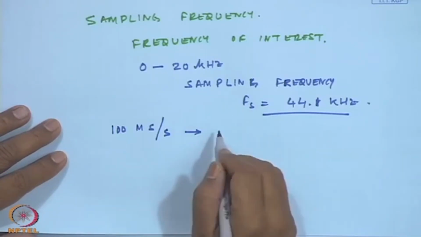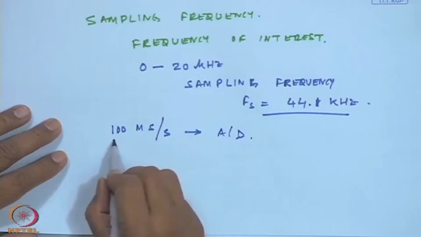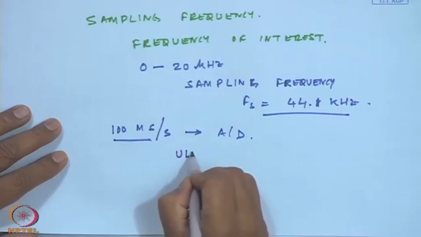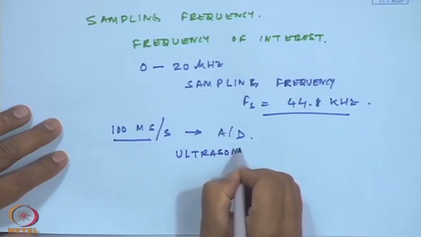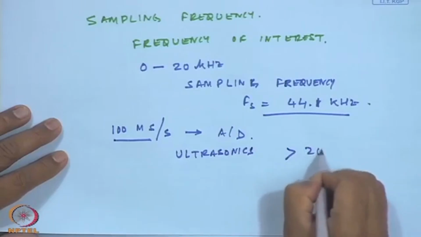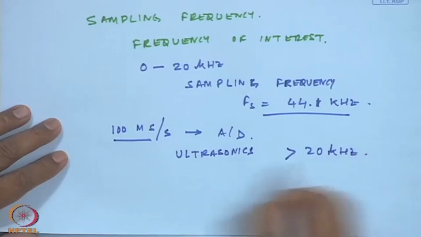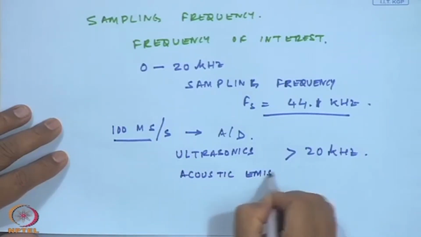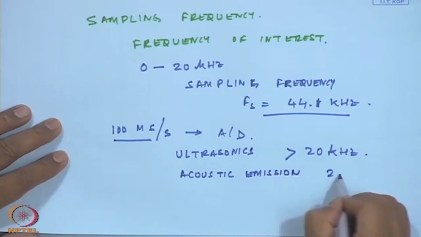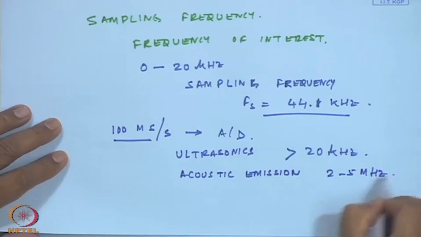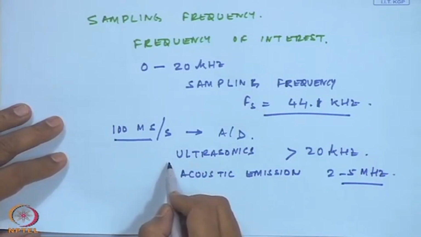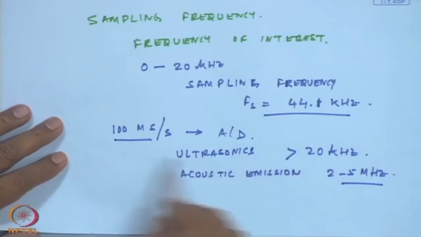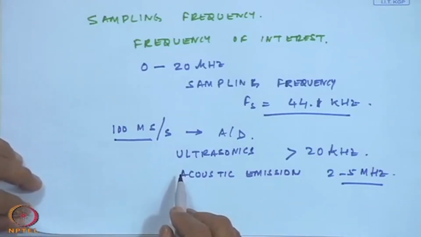We can have A to D systems, A to D cards, which can sample at about 100 mega samples per second. And these high sampling rates are actually used for studying ultrasonics, because ultrasonics occur at frequencies greater than 20 kilohertz, or if you want to study acoustic emission, which occurs anywhere from 2 to 5 megahertz. So, if I was to record any ultrasonic signals or capture an acoustic emission phenomenon, I have to be sampling at very high frequencies, could be 100 megahertz and so on.